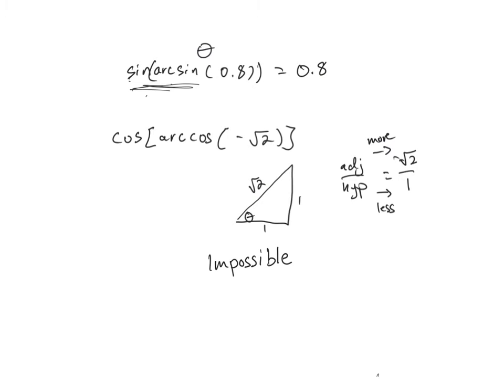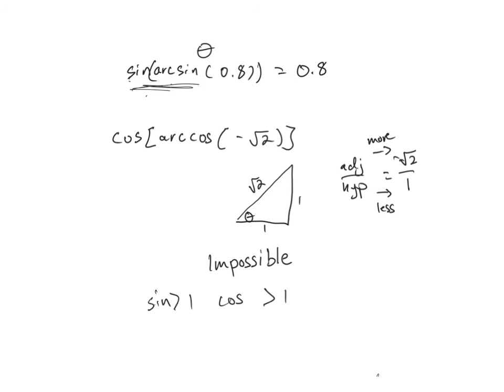So whenever we have a sine function or a cosine function, and they just happen to be greater than 1 or less than negative 1, that just cannot happen.